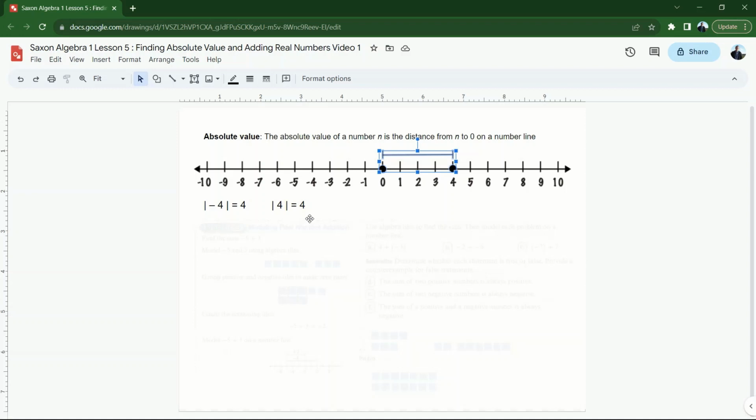Hey, just one other quick thing about the absolute value symbol. The absolute value symbol counts as a grouping symbol like we learned in the previous lesson. So any expression that's within the absolute value symbol needs to be simplified first before you find the absolute value. Okay, so to get rid of the absolute value symbol, you need to simplify any expressions within that symbol.